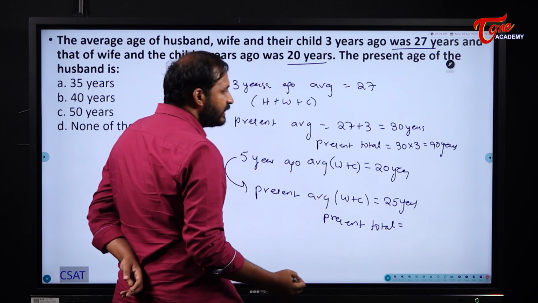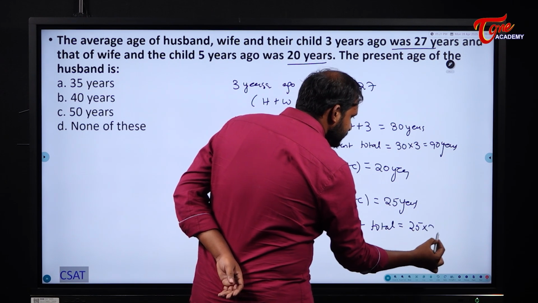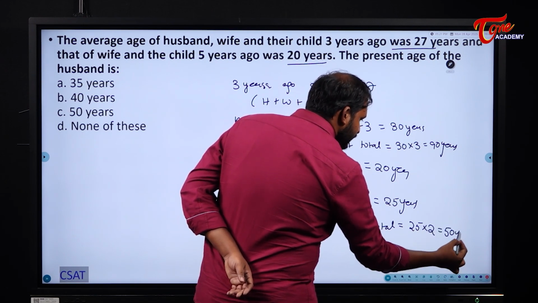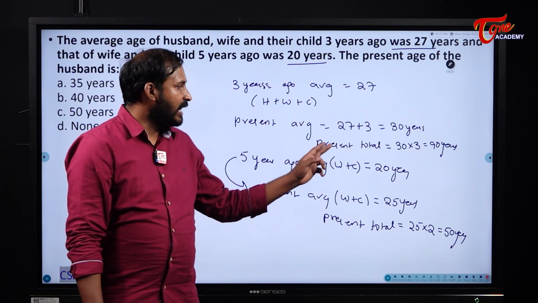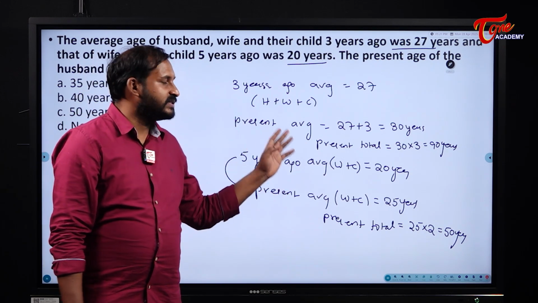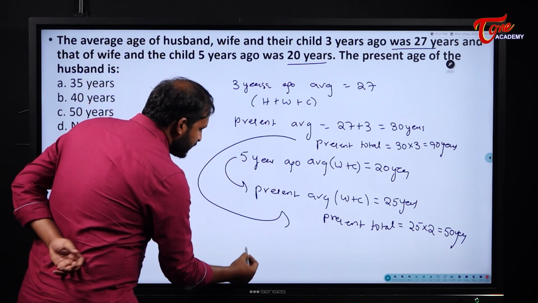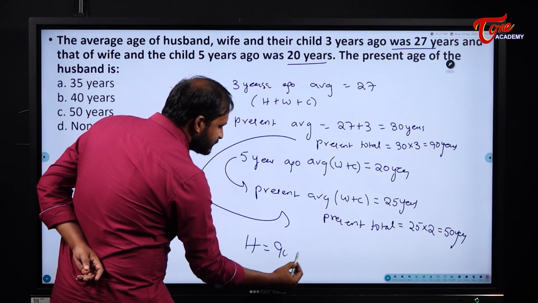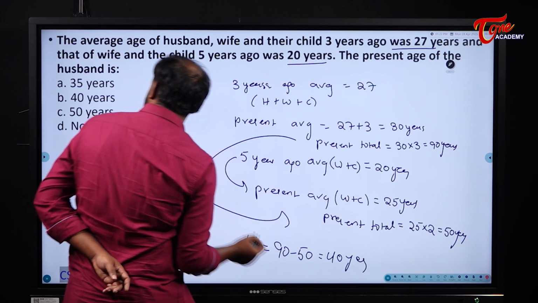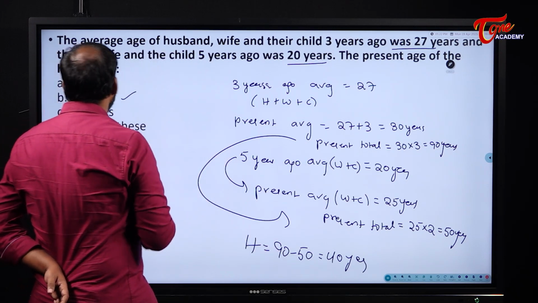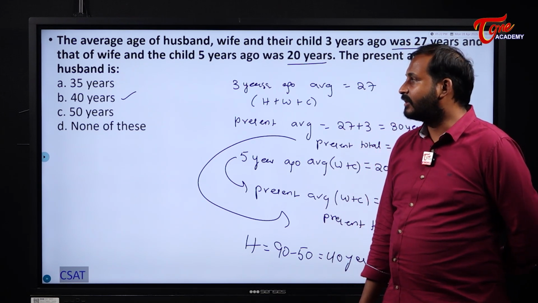Present total of wife and child will become how much? 25 into 2. That is 50 years. So the present total of wife and child is 50 years, and the present total of wife, husband and child is 90 years. From these two things, what will be the husband's age? 90 minus 50. So the husband's age will become 40 years here. The husband's age is 40 years.